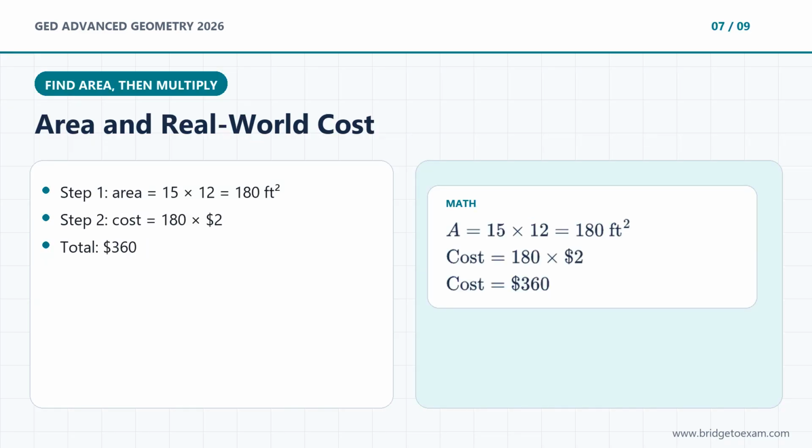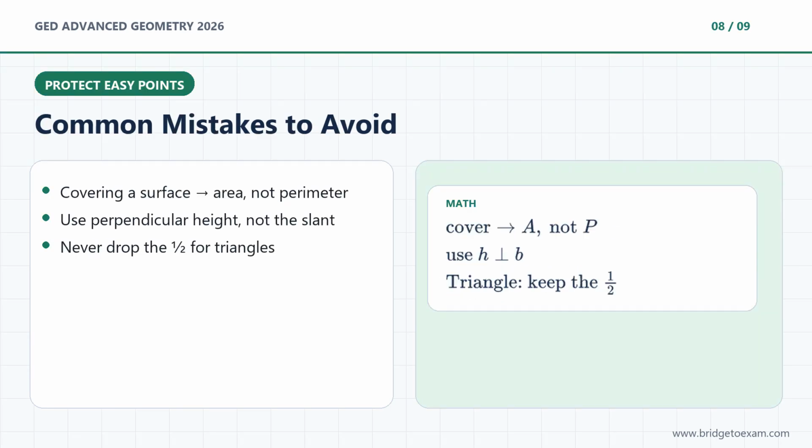Many GED area questions end with a cost. First find the area, then multiply by the price per square unit. Say a floor is 15 feet by 12 feet, and carpet costs $2 per square foot. First the area. 15 times 12 is 180 square feet. Then the cost. 180 times 2 is 360. So the carpet costs $360. Area first, cost second.